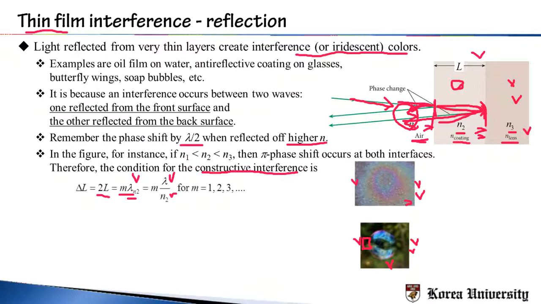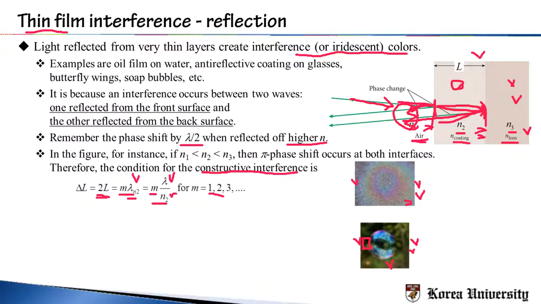Okay, and another thing we have to consider is that this M is an integer, but it cannot be 0, because if it is 0, then it means that there will be no thin film. So therefore it has to start from 1. Okay, so finally we can summarize that the constructive interference condition, which means there will be a bright light, we can say the condition is 2L is equal to M multiplied by lambda divided by N2.